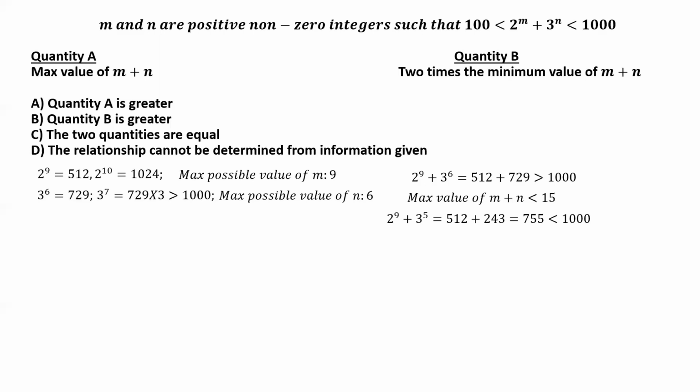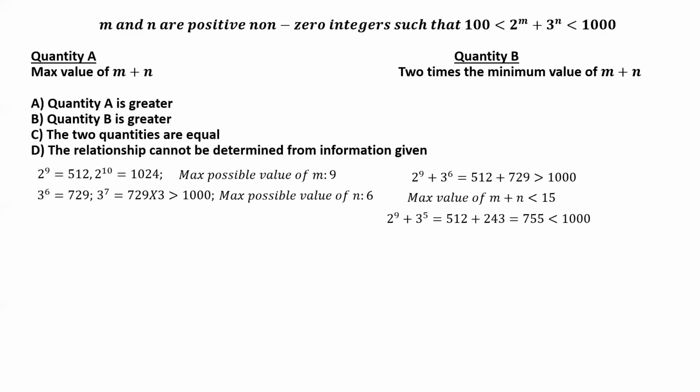So we saw that m plus n has to be less than 15. But if m plus n is equal to 14, which is the case when m is equal to 9 and n equal to 5, the inequality, especially the upper limit of the inequality, is still satisfied, right? So for m plus n equal to 14, that seems like a permissible value.